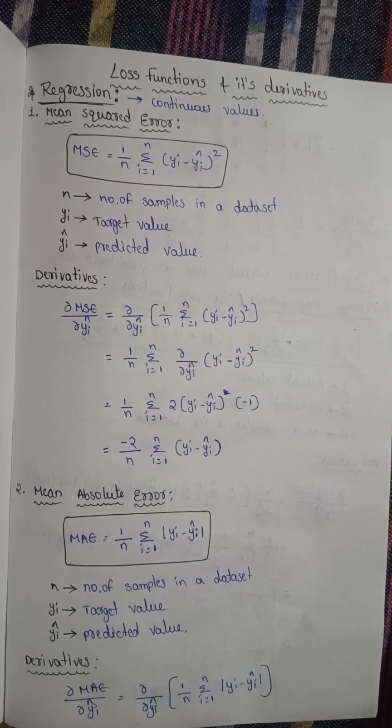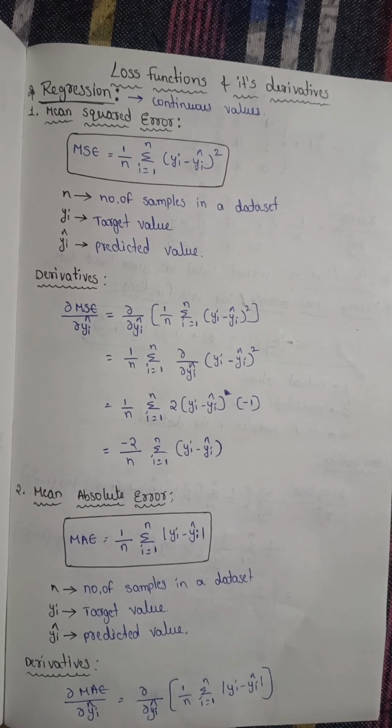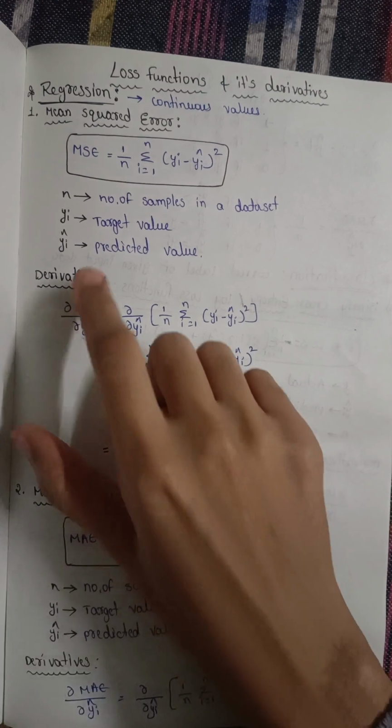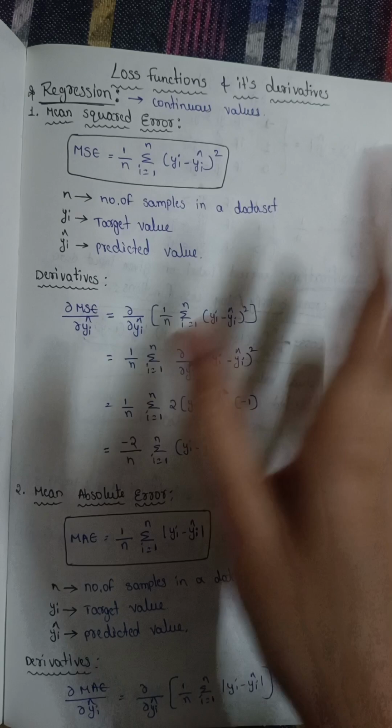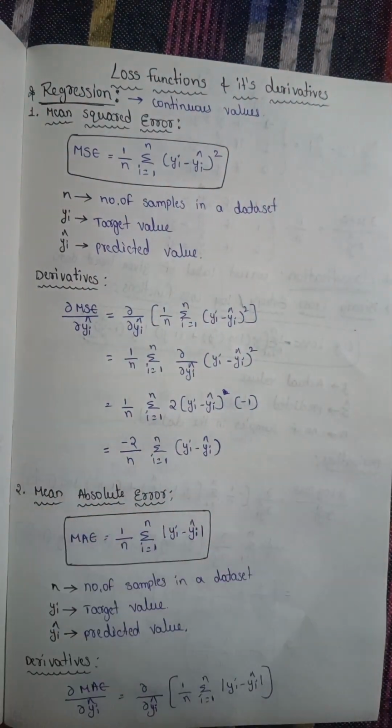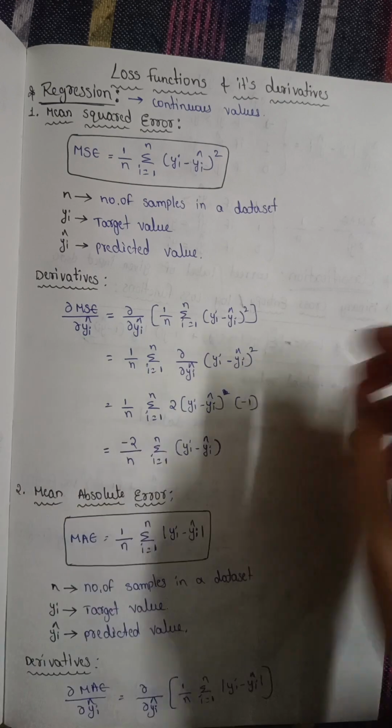Hi, the topic is loss functions and their derivatives. In simple terms, the loss function is a method of evaluating how well our algorithm is modeling our dataset. A loss function quantifies the difference between the predicted output and the actual target values. It is also known as the cost function or error function.